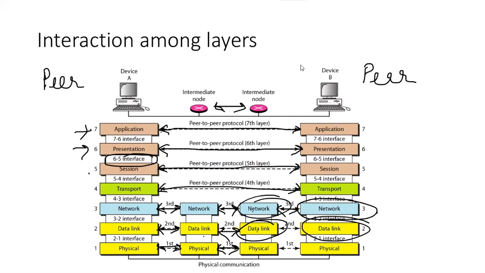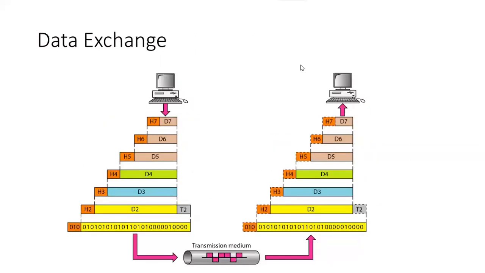All right, so this is in brief how this whole system is going to work and how they are going to communicate, the protocols between the peers. So if there is an application layer protocol, the application layer of device A will communicate with the application layer of device B. And if there is a network layer protocol, the network layer of device A will work with the network layer of the intermediate node. All right, let's move to the next slide.